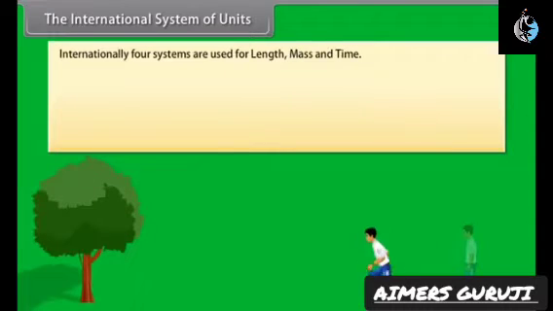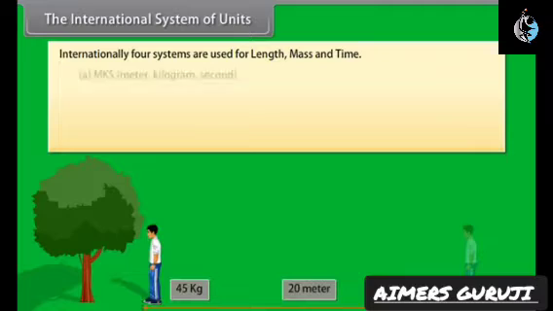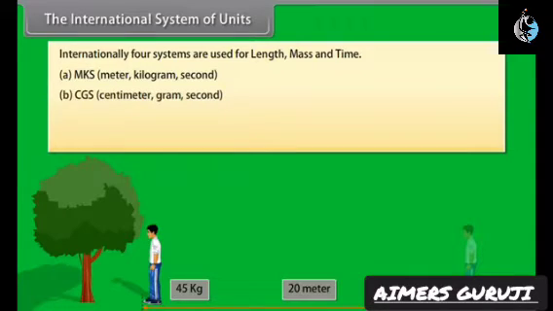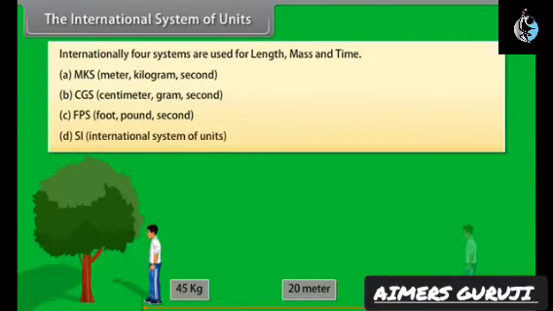The international system of units. Internationally, 4 systems are used for length, mass and time. A. MKS system, that is meter kilogram second system. B. CGS system, that is centimeter gram second system. C. FPS system, that is foot pound second. D. SI system, that is International System of Units.